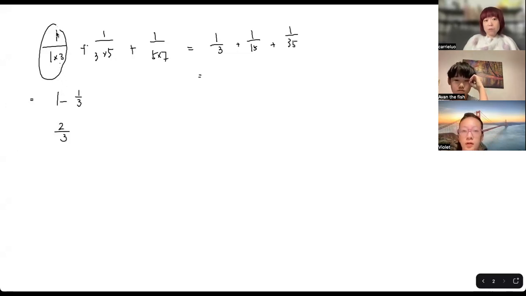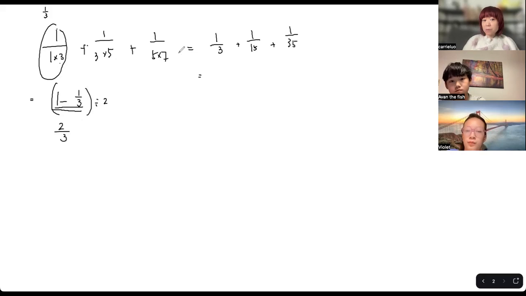But the question is what? No, the question is 1 over 1 times 3. So actually 1 over 3. The question is 1 over 3 plus 1 over 15. But you split them. You make them a little bit bigger, correct? So how are you going to do it? Divided by 2. Correct, Violet?